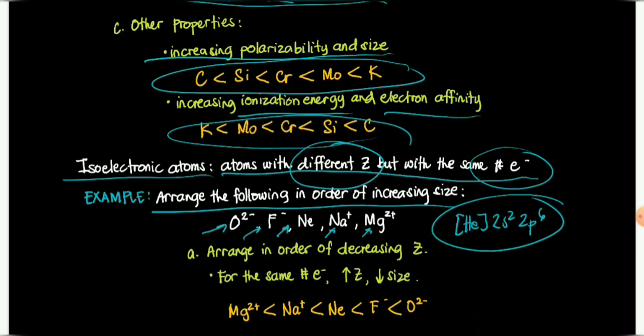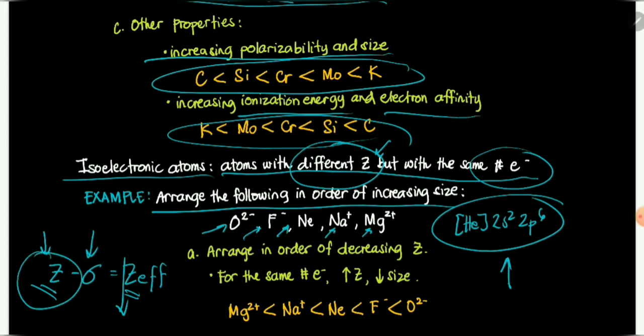So, kapag i-arrange mo sila in order of increasing size, syempre kapag bumababa yung Z, since constant ang inyong shielding constant, so sulat ko ulit yung formula, Z minus sigma is equal to Z effective. Okay? Constant ang ating sigma or yung shielding constant kasi pare-pareho sila ng number of electrons. Ang nagkaiba lang ay yung kanilang Z. So, kapag nag-i-increase yung Z, nag-i-increase yung Z effective. However, kailangan natin silang i-arrange in order of increasing size. So, dapat mas mababa yung Z effective nung pinakamalaki. So, dapat i-arrange natin sila in order of decreasing Z effective. So, dapat i-arrange natin sila in order of decreasing Z.